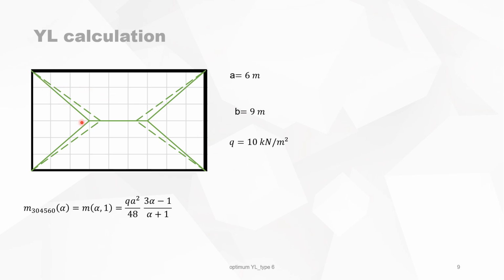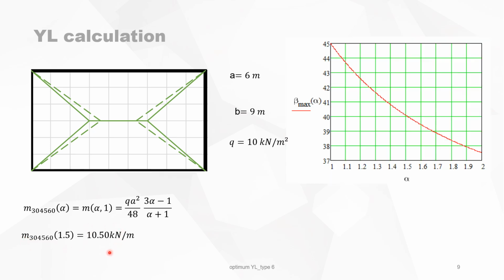The yield lines in full green are the yield lines with the 30, 45, 60 rule. And the general formula is then M, the bending moment, in function of alpha and the tangent of 45 degrees, because for the dark green ones, it's 45 degrees. And it gives you this expression. For alpha now equal to 1.5, and 9 divided by 60, we obtain the bending moment with the 30, 45, 60 method as 10.5.